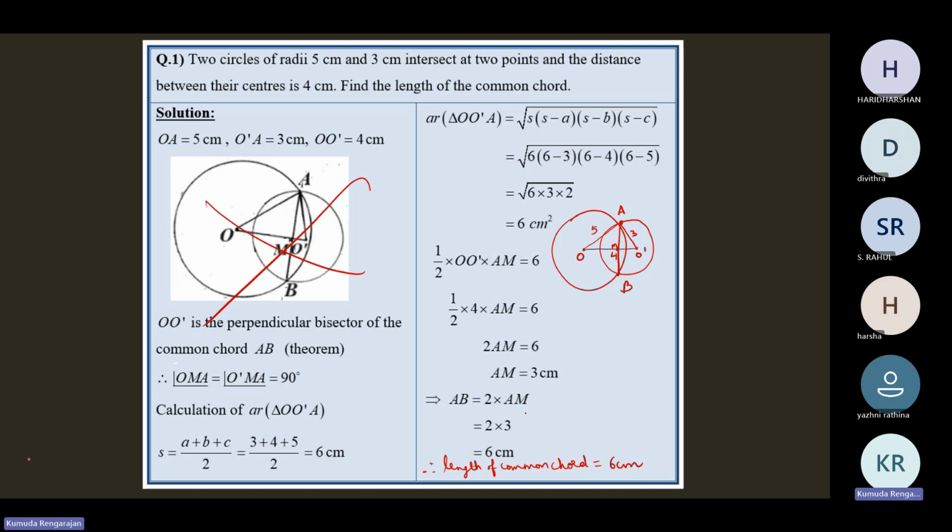Now AB is equal to twice AM. So 2 into 3, 6 centimeters. Now how do we use all these results? AB is twice AM. That's because there's a theorem which says that AB is the common chord, right? And what is O dash? It's a line segment joining the centers. Now this line segment joining the centers of the two circles, it is the perpendicular bisector of the common chord.